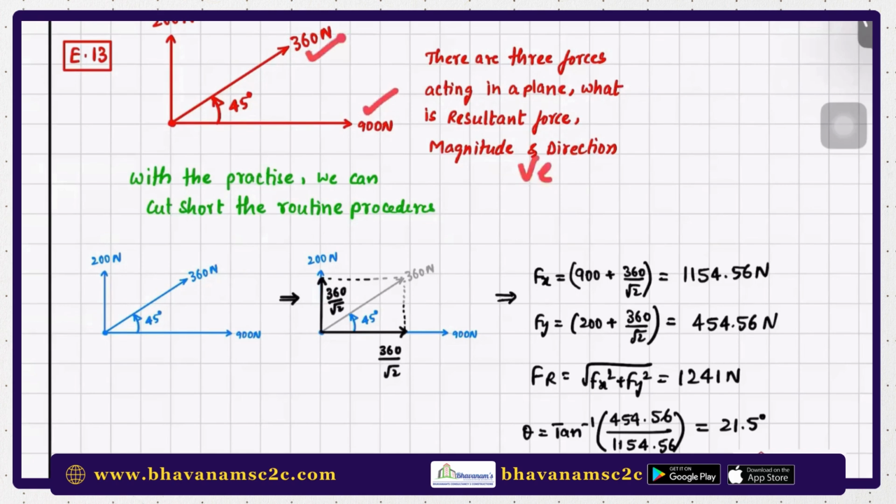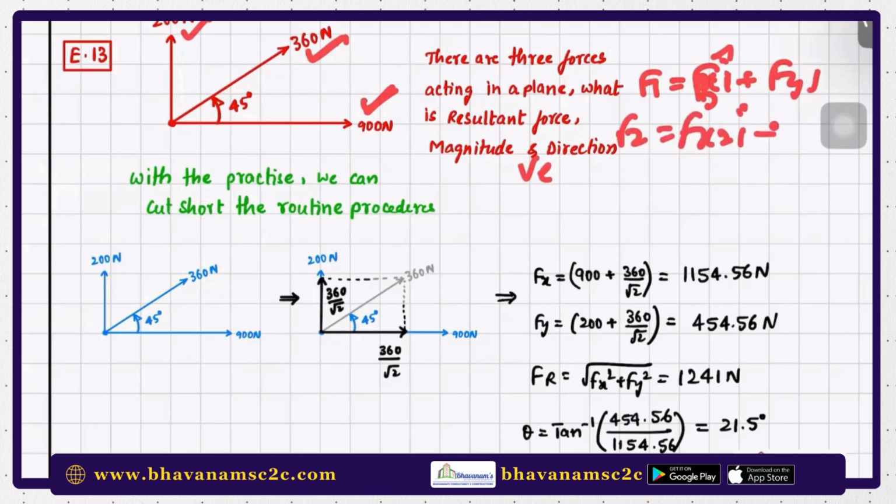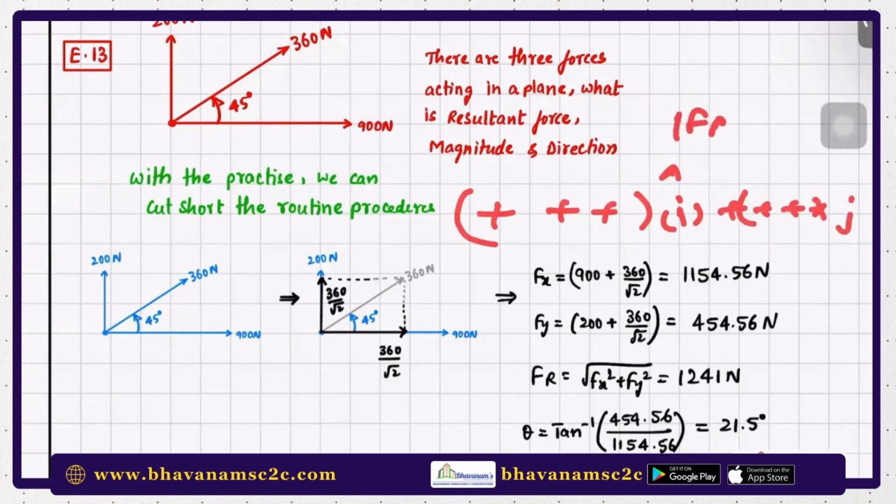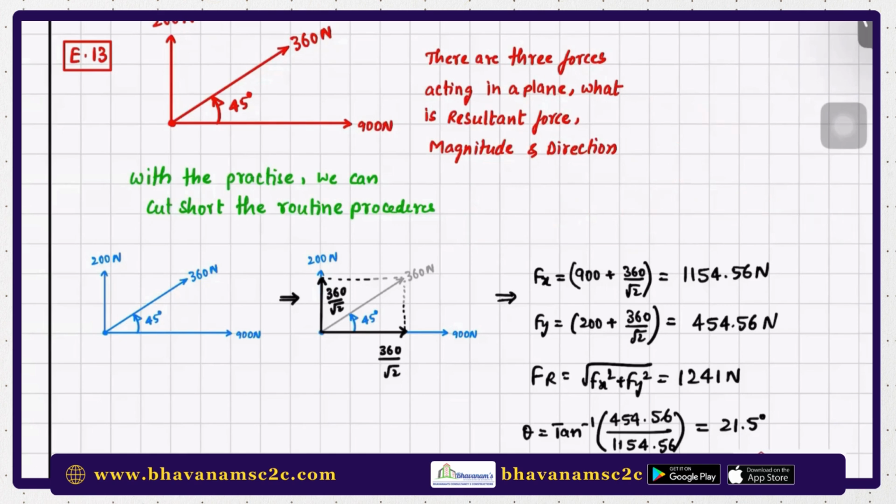For each and every force that is acting, F1 is equal to Fx1 i cap plus Fy1 j cap, then F2 is equal to Fx2 i cap plus Fy2 j cap, then F3 is equal to so and so, and then F resultant is simply the sum of all individual vectors. Summation of vectors is the sum of all x components along i cap plus the sum of all y components along j cap, and then F resultant is equal to the square root of a squared plus b squared.